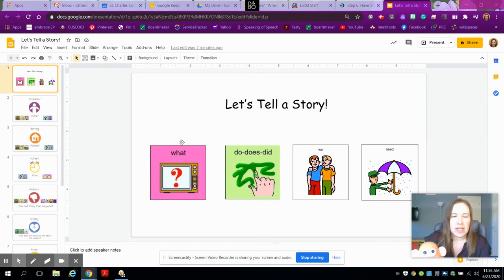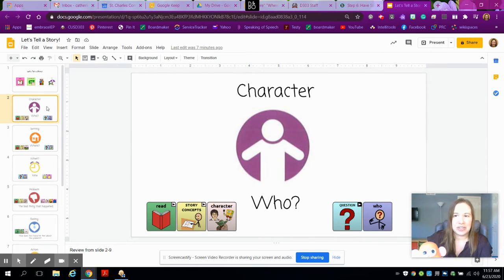So what is our core word? What do we need to tell a story? Well, telling a story is very similar to what we've been working on in our Story Champs lessons with all the story elements. So I'm going to show you the story elements that you're familiar with, and we are going to work on telling a story together.